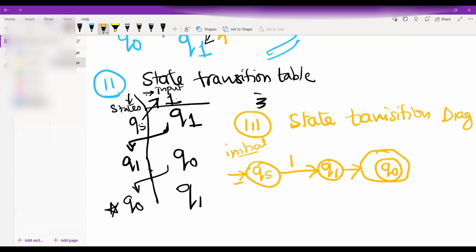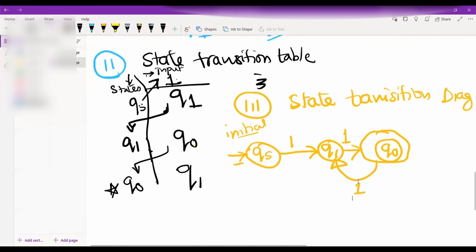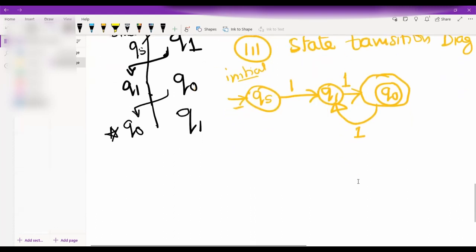So we'll connect an arrow from Q1 to Q0, and we have to write the input symbol over it. Now Q0 on 1 goes back to Q1. So I will draw an arrow from Q0 to Q1, and we have to write the input symbol here. Now this is the end of the state transition diagram, because we have considered all the states QS, Q1, Q0 in it. Now the fourth thing that we have to do in the TCS method is cross-check our finite automata machine.